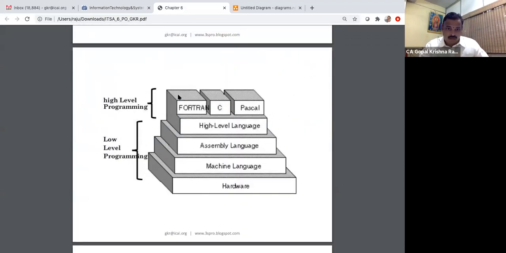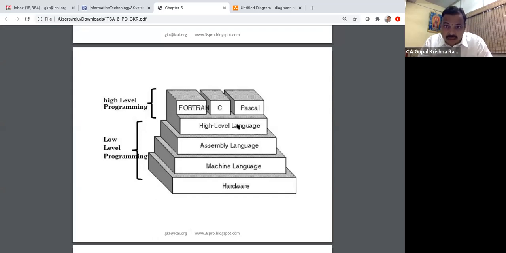So hardware will understand only machine language, assembly language, high level language. So high level language to assembly language to machine language, and hardware will only understand zeros and ones. And what are those high level languages? So look at the top one.